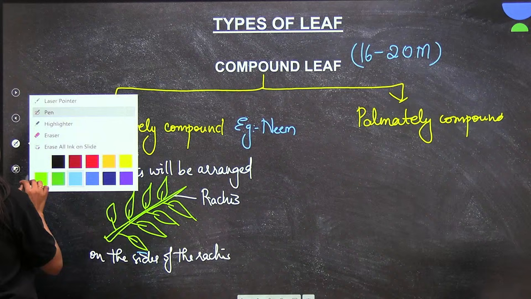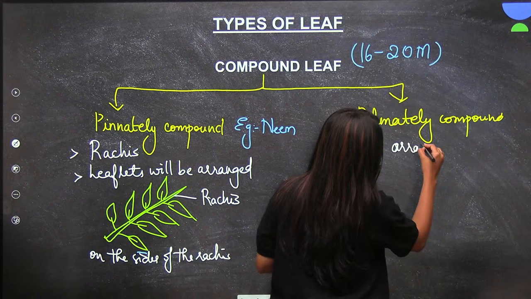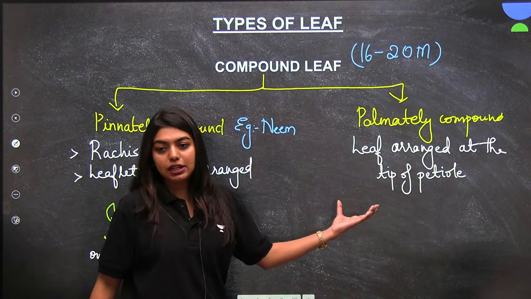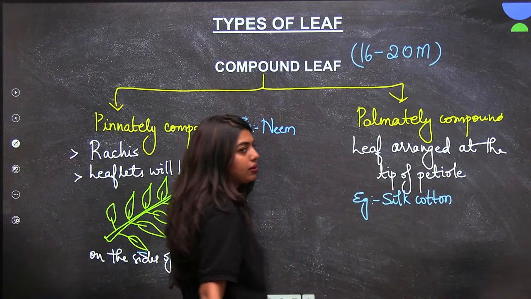Now, palmately arranged. The leaflets are arranged at the tip of the petiole. What did I say? Tip of the petiole. So the leaflets will be arranged at the tip of the petiole. Example, silk cotton. Clear?